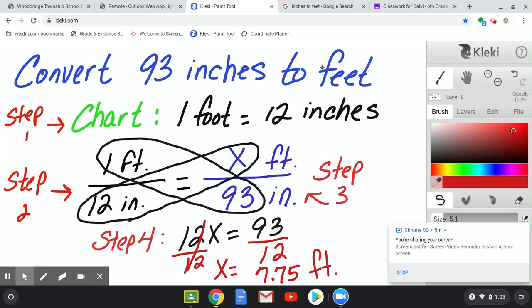So remember, when you are converting for customary units, you have 4 steps. Step 1 is to go to your chart first. Step 2, start creating your proportion with the information from the chart. Step 3, complete your proportion with information from the problem in the book. That was this part up here. And then step 4 is to actually solve your proportion by cross-multiplying and solving for your unknown.